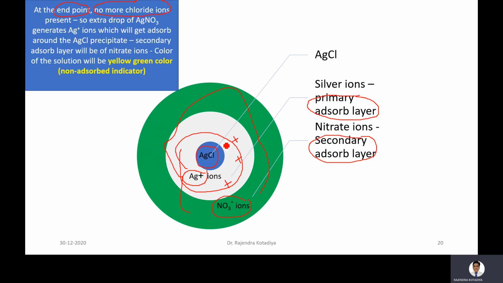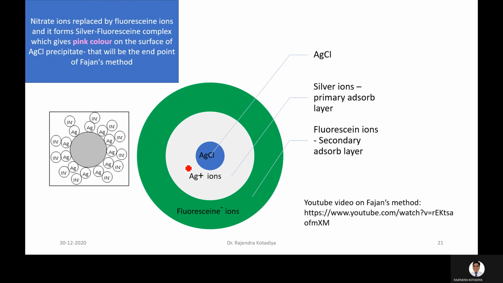after addition of this silver nitrate, it will have some reaction with the fluorescein as well. So fluorescein ions will also be there inside the conical flask. Okay, so now what will happen is fluorescein ions are also minus ions. So now the NO3 minus ions will be replaced by fluorescein ions. Why? Because this fluorescein has the capacity to form a complex with silver ion.